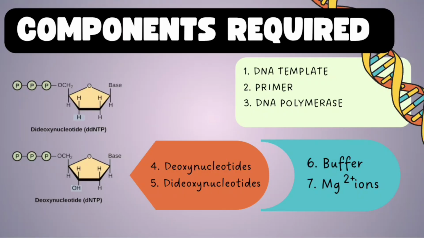Number 5 is dideoxynucleotides or ddNTPs: ddATP, ddTTP, ddCTP and ddGTP. These are labeled, that means radioactive or fluorescent nucleotides that help in the detection and cause the chain termination. Along with that, some buffer and magnesium ions are required, which help to optimize the enzyme activity. Here you can see the picture and the difference between the dideoxynucleotide and the deoxynucleotide.